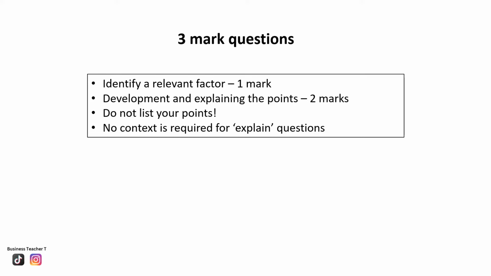When it comes to the 3-mark explain one questions, no context is required. Some students tend to put examples in there to bump up and expand on their answer. Do not do that. The examiners are not looking for that. There's not a case study connected to the 3-mark explain one question. So do not try and apply to context. They just want you to identify the point and develop it. Now, if you attempt to list your points, then you lose out on marks.